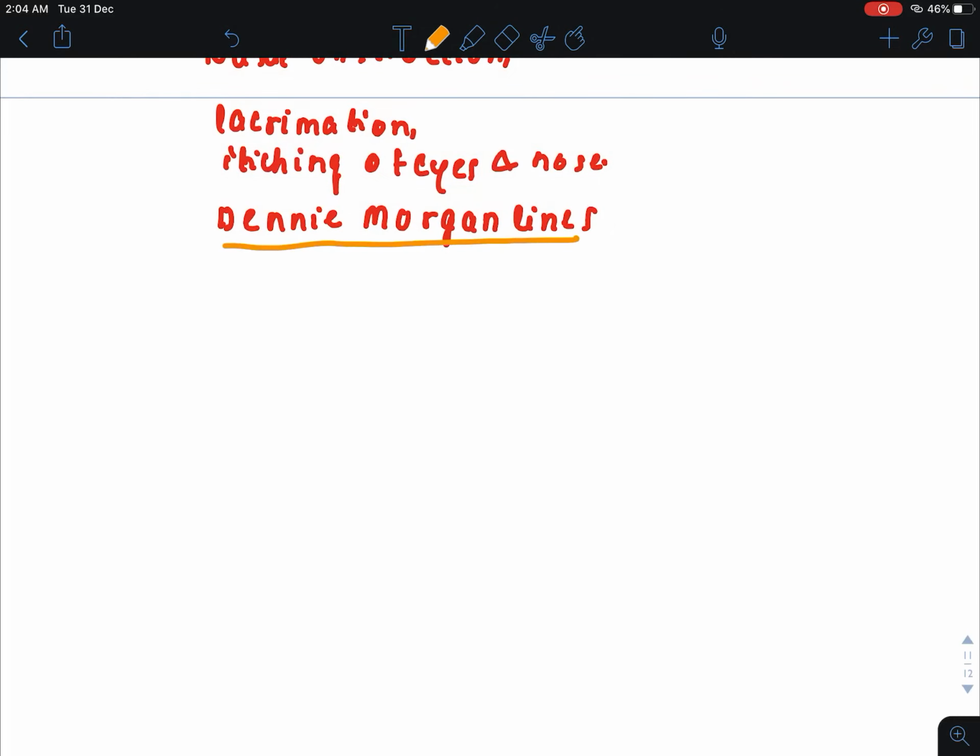Dennie-Morgan lines are creases in the lower eyelid. Generally no crease is present in the lower eyelid, but in Dennie-Morgan lines there is a crease in the lower eyelid, which is seen in allergic rhinitis. Or puffiness below the lower eyelid.